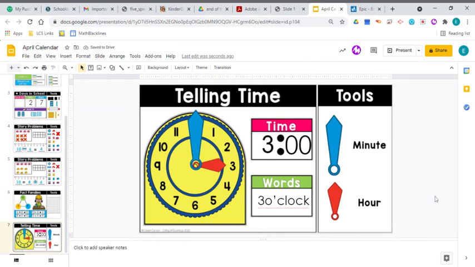Today, after calendar, I am including a song to help you review vowel sounds because we all know how important vowels are. So I will include a vowel sound song.